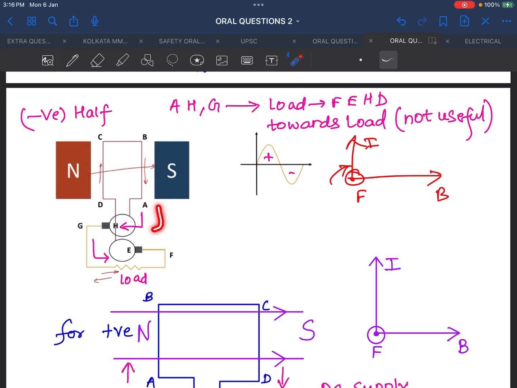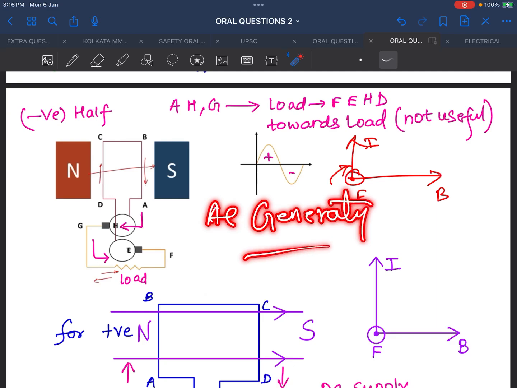Now you will see the current will flow from this side, from A H G. So what will happen? The current direction also changes and now we are getting the negative cycle. For an AC generator it's okay, it's generating AC voltage.